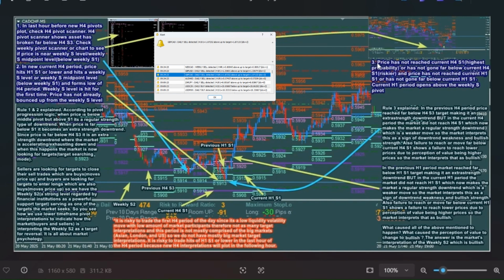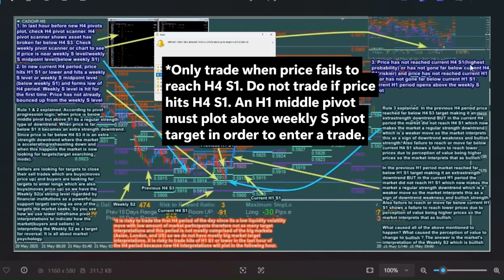Rule number 3. Price has not reached current H4S1, highest probability, or has not gone far below current H4S1, riskier. And price has not reached current H1S1 or has not gone far below current H1S1. Current H1 period opens above the weekly S pivot, okay? And you see that happening here.